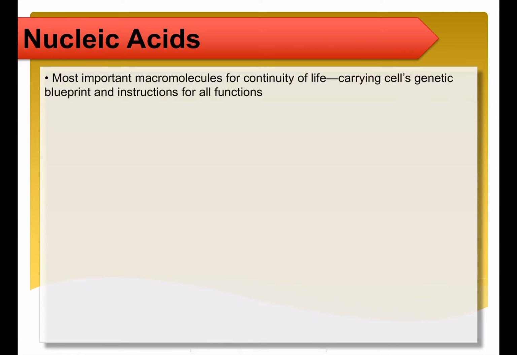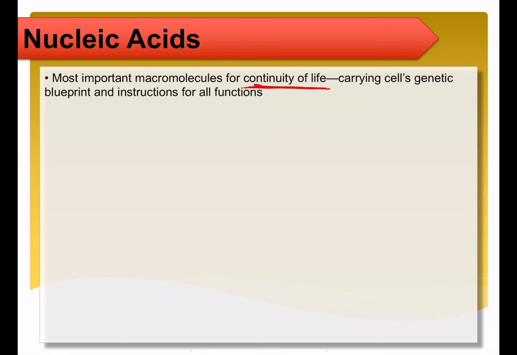And finally, we have our last group of biomacromolecules for this chapter, the nucleic acids. Nucleic acids are actually the most important macromolecules for continuity of life, because nucleic acids carry the cell's genetic blueprint and instructions for all functions of the body, which is why we talked about how there can exist mutations if that genetic blueprint was misinformed or changed in some way, due to outside sources or due to errors within DNA replication during cell division, that we'll talk about in a later chapter.